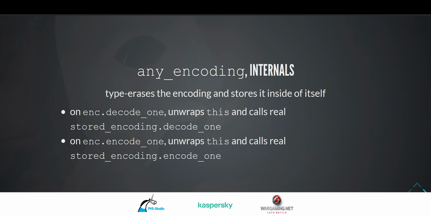So the any encoding, the internals: what it does is it type erases the encoding and stores it inside itself. Every time you call decode1, it unwraps the thing you stored in the any encoding, and then calls the stored encoding's decode1. It's just a virtual function pointer, some magical SBO, whatever it is, we do that. Then for encode1, it's much the same thing. We unwrap it and call the internal encode1 with properly cast pointers and ranges and everything else. And that's just how that works.